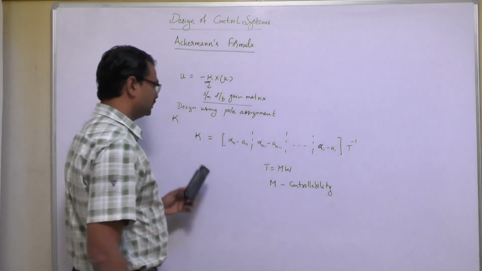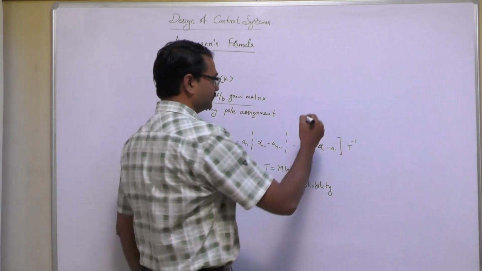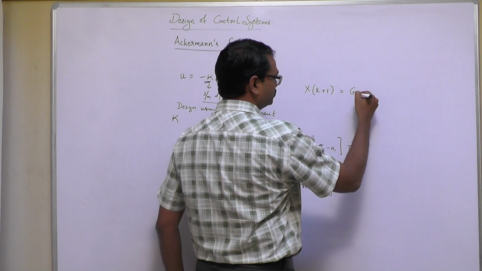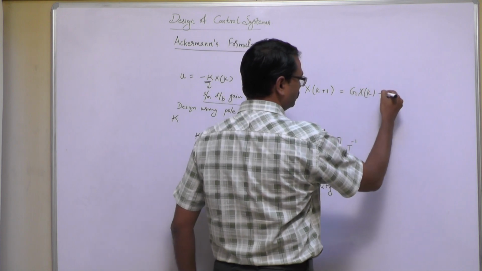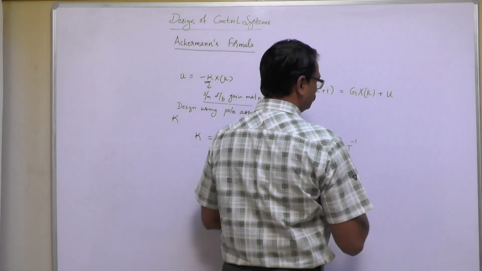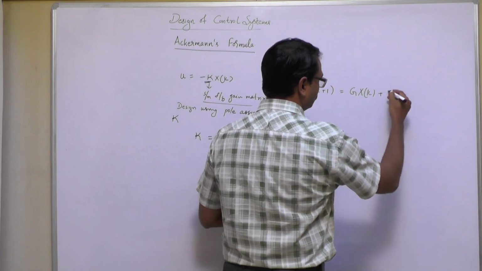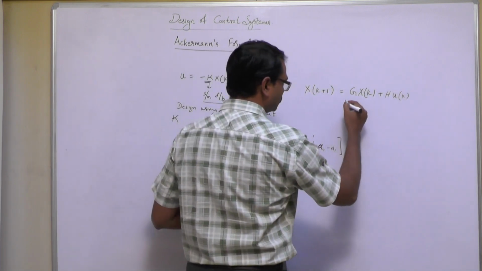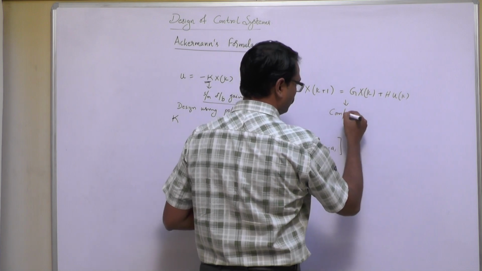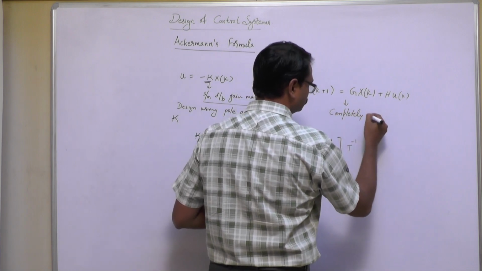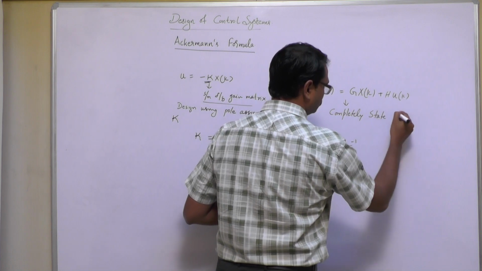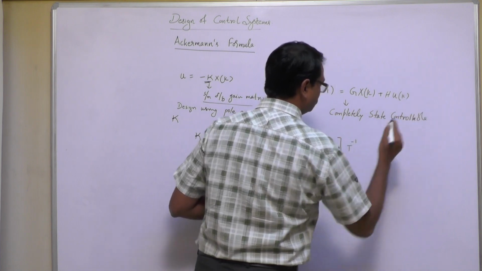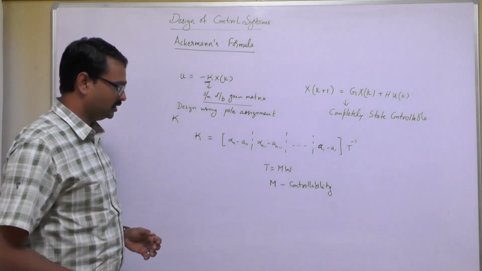We have assumed that the system we have considered in this case is a linear time-invariant system, x of k plus 1 equals G x of k plus H u of k, right? This is completely state controllable. We have assumed that this system is a completely state controllable system.